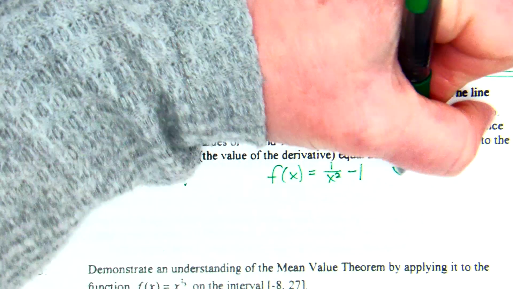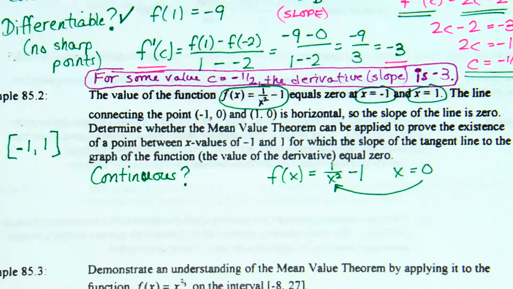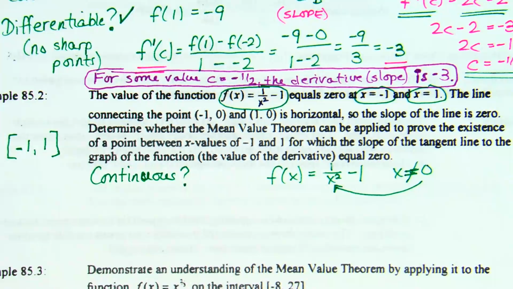Because what happens when we put in 0? You're putting 0 in a denominator. Can we put 0 in a denominator? No, you can't have 0 in a denominator. So x cannot equal 0. So what did that just do to the continuity of this graph? It's not continuous. So you don't even go any farther, because the graph is not continuous at x equals 0. Thus, the mean value theorem cannot be applied.